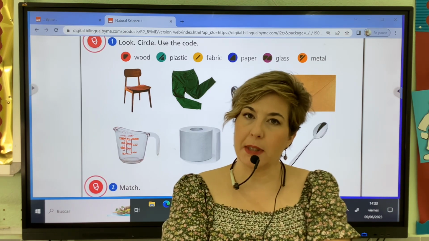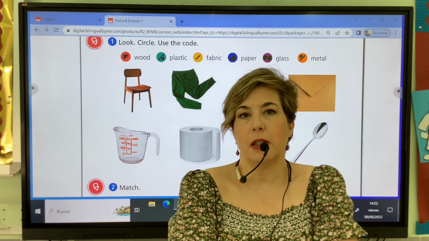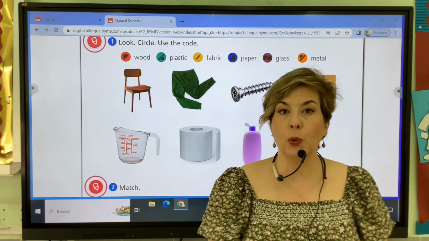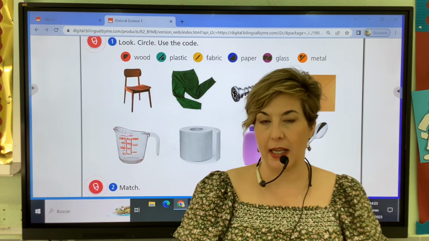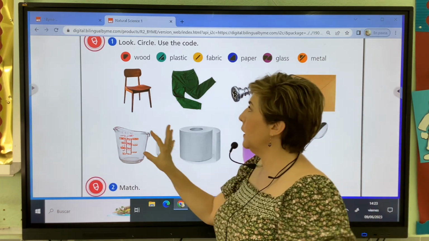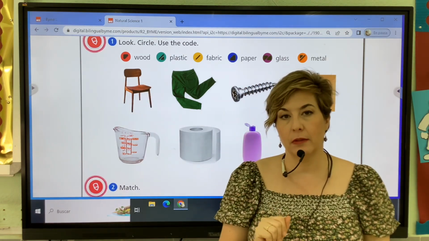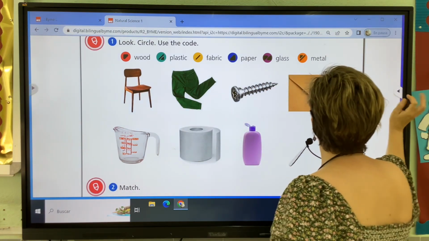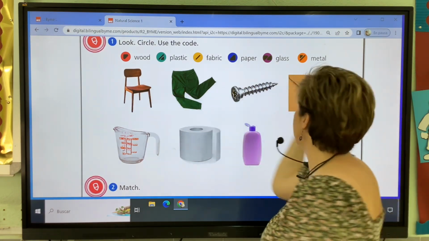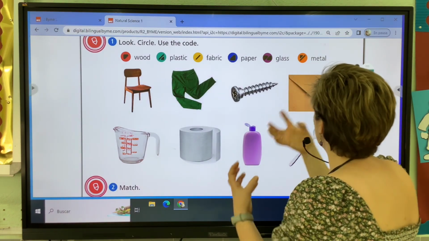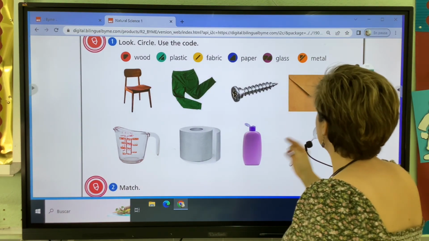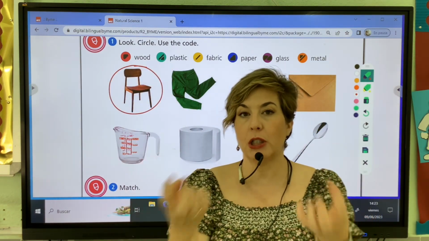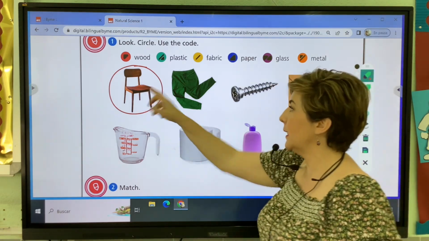Why do we have to study materials? Why is it so important to know about materials? Because materials are used for creating things. Let's see. Here we have a chair, and it's made of wood. So we will circle it red, because a chair is made of wood. So we use wood for making a chair. And what is the importance of wood? That it is used for making things. In this case, a chair.